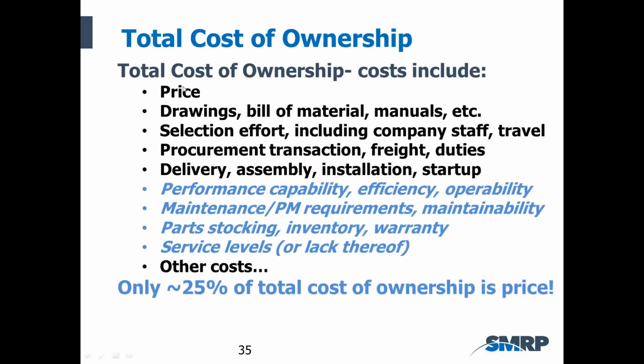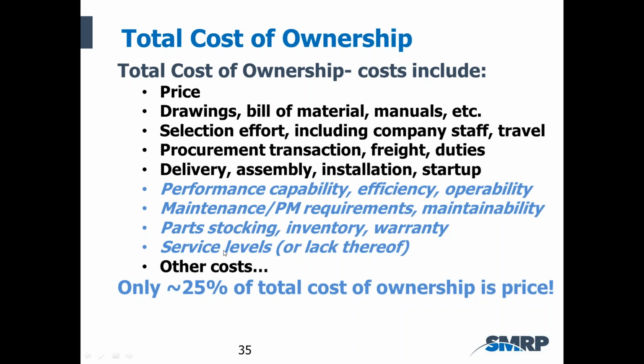Well, here's a model. Total cost of ownership includes, as you know, things like price, drawing, selection effort, procurement, transaction costs, and delivery, and all that sort of thing. Most folks can calculate this fairly accurately. Where they sometimes fall over is when they're trying to determine the potential performance capability, maintenance requirements, part stocking, service levels, all that sort of thing, the things that are a little more nebulous when you're buying things. And those really need more attention.